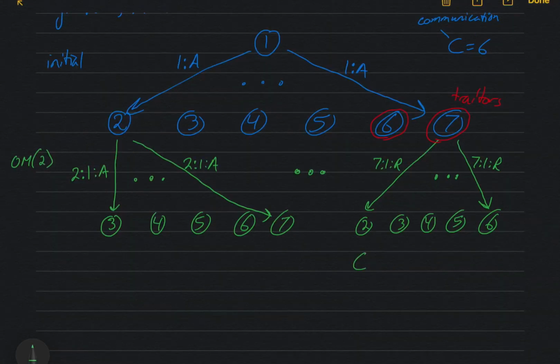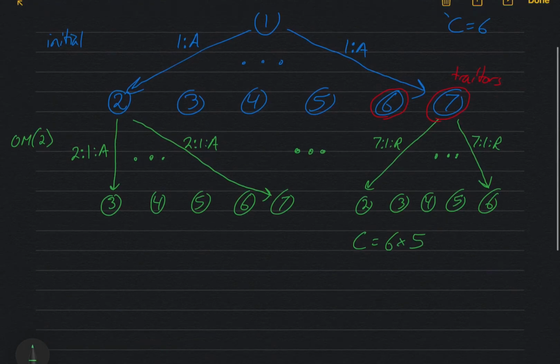I'm going to put the number of communications over here. I want to leave the left side empty. So the number of communications is going to be 6 generals sending 5 messages each, and let's just show what each message each lieutenant general has heard.